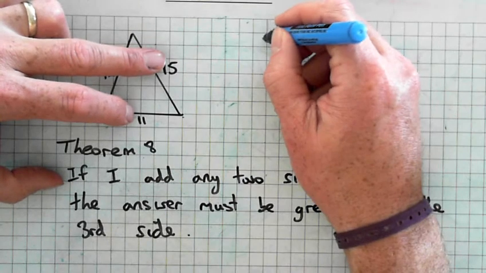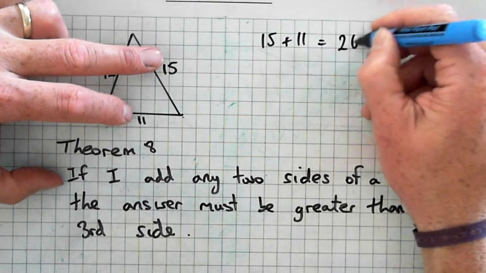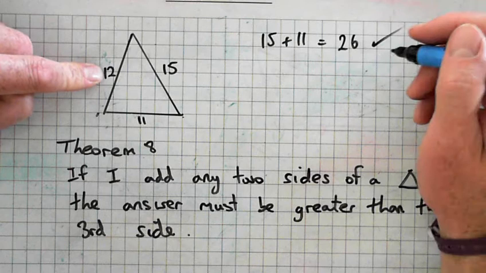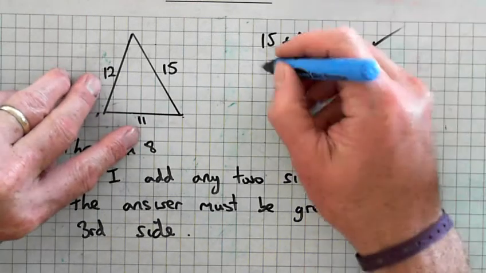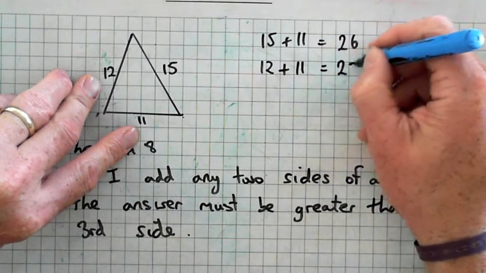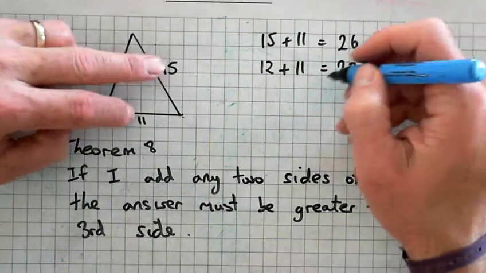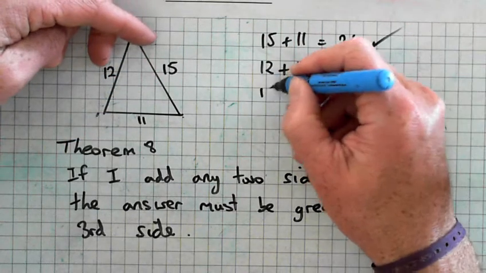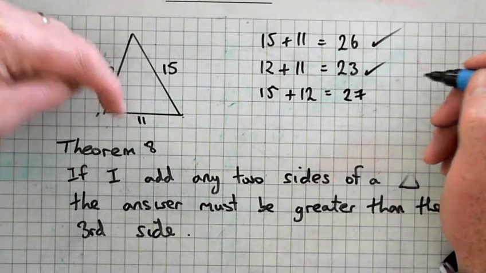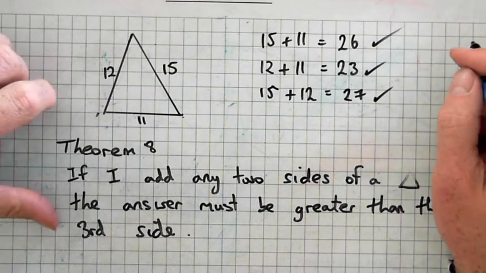So if we start off, 15 plus 11 is equal to 26. That's greater than 12. That's good. Another example would be 12 plus 11, which is equal to 23. That's greater than 15. Another example would be 15 plus 12, which is equal to 27. That's greater than 11. Okay? So that's a proper triangle.